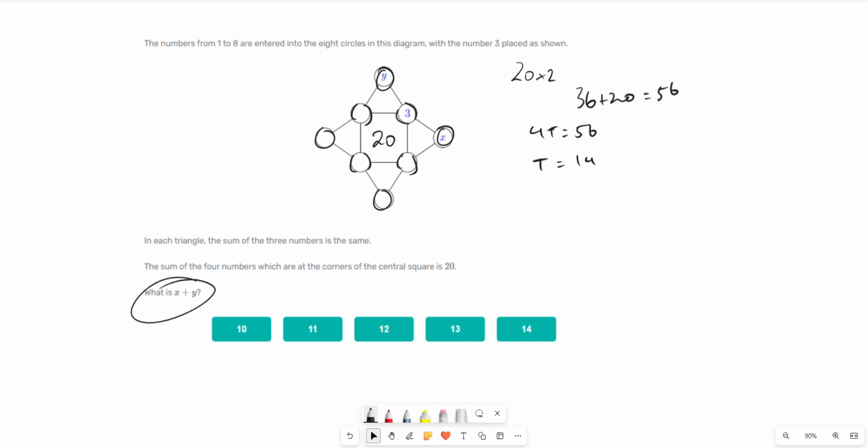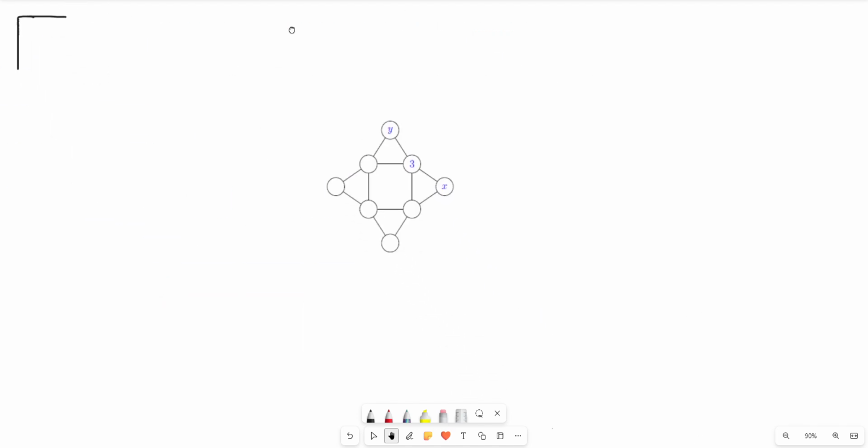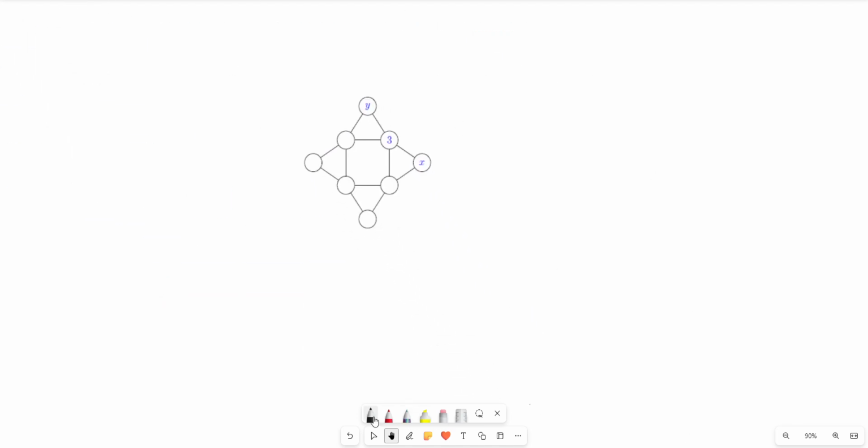So we need to find what's x plus y. We can move on here, because we already know that each triangle adds up to 14. Now we can move on to here, and we can put in the information that we already know: 20, 14, 14, 14, and 14.